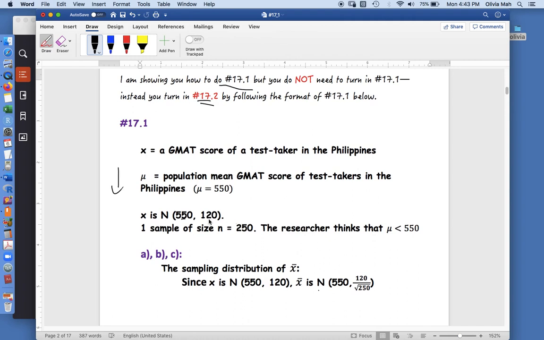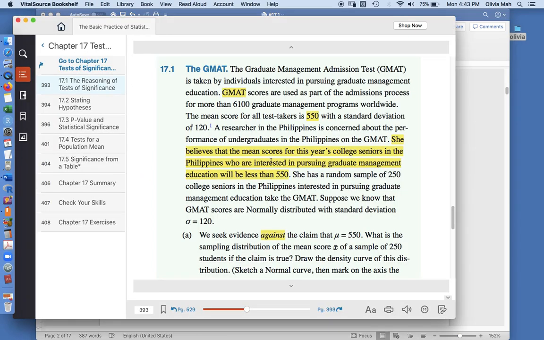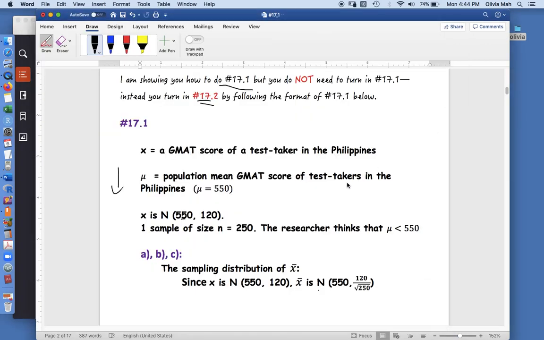You are told that X is normally distributed. That means the population distribution is normally distributed with this mean and this standard deviation. So what does it tell us? The mean score of all test takers is 550. All test takers, right? So 550 is the mean of the entire population with a standard deviation of 120. So this researcher is using this number as her assumption. So mu is 550, X is centered at 550, sigma 120. She takes one sample of size 250. The researcher thinks that mu should be less than 550.